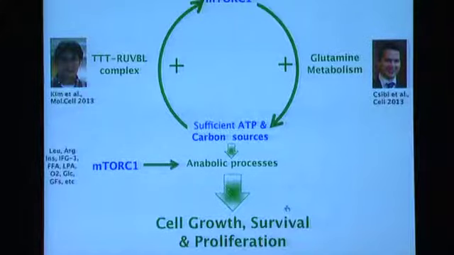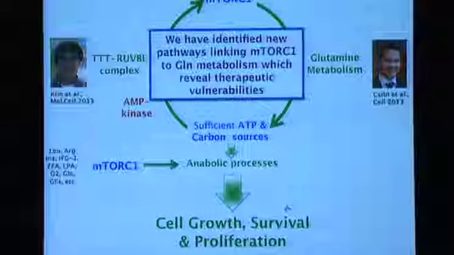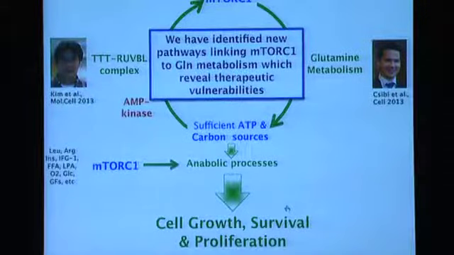And as I mentioned, it can be done by regulating AMP kinase, which is a negatively regulated pathway, so high energy will suppress this. And we've also just recently published this, what I mentioned earlier, is that when you have high energy, you stimulate the formation of this TTT-Rubal complex, which is required for stimulating the generation of a functional dimeric TORC1 complex, which further increases metabolic pathways. So this is a positive feedback loop. Okay, so I'm just going to end. So we've identified new pathways linking mTORC1 to glutamine metabolism, which reveal therapeutic vulnerabilities.